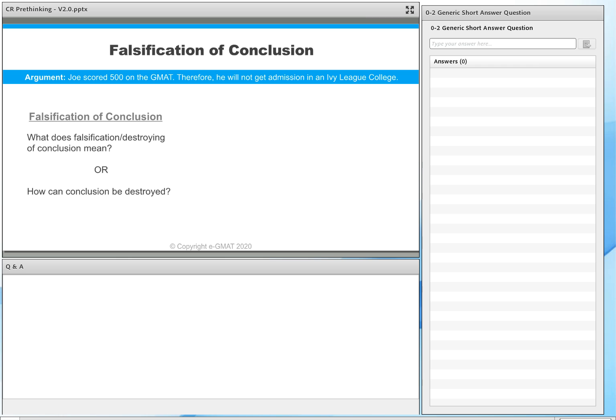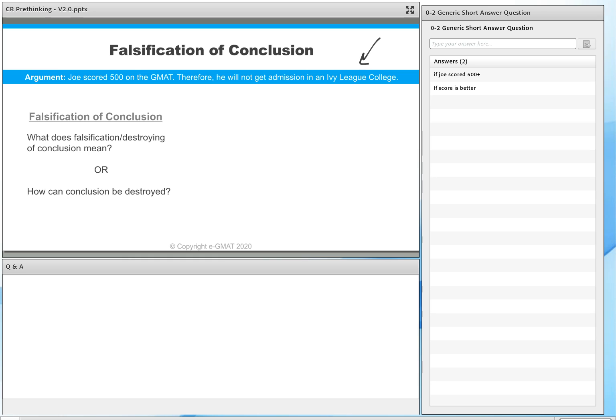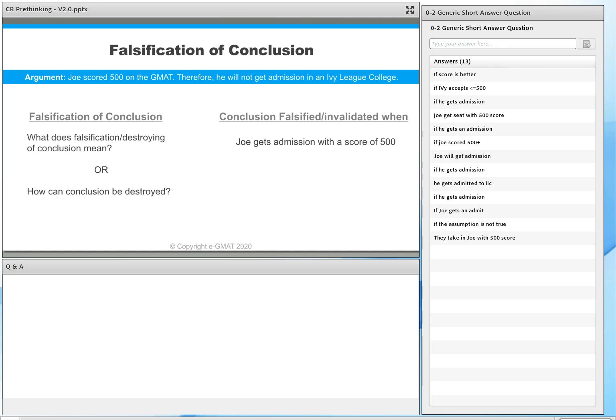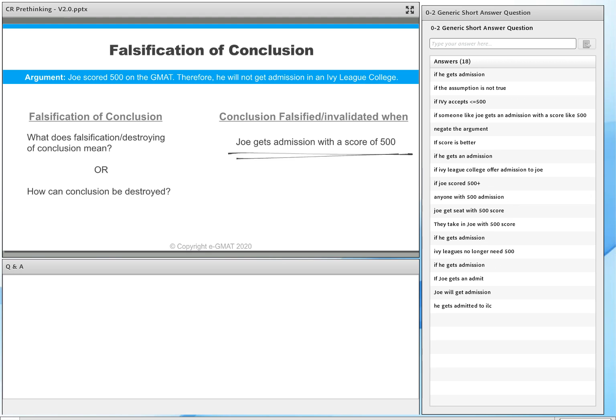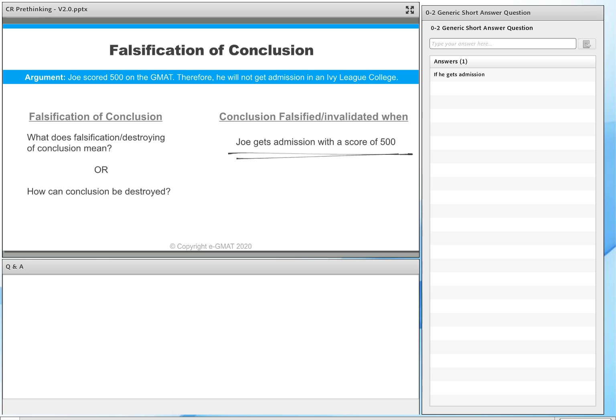So let's take the same argument. In what scenario will the conclusion be falsified here? How will the conclusion be falsified? In what scenario? How will the roof cave down? If Joe gets admission with a 500 score, yes. The conclusion is falsified if Joe gets admission with a score of 500. Does everyone agree? If Joe gets admission, this conclusion is broken. You can tell the author, hey, you are wrong.